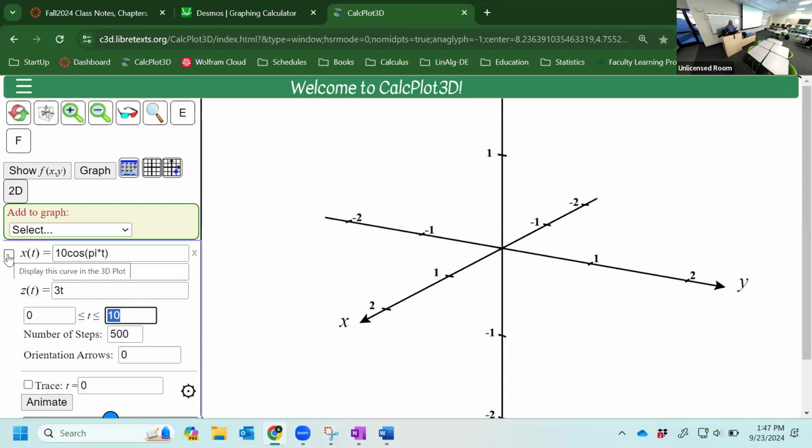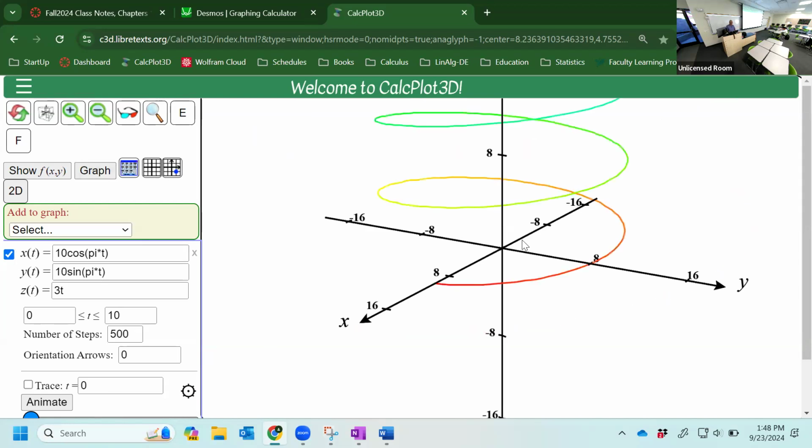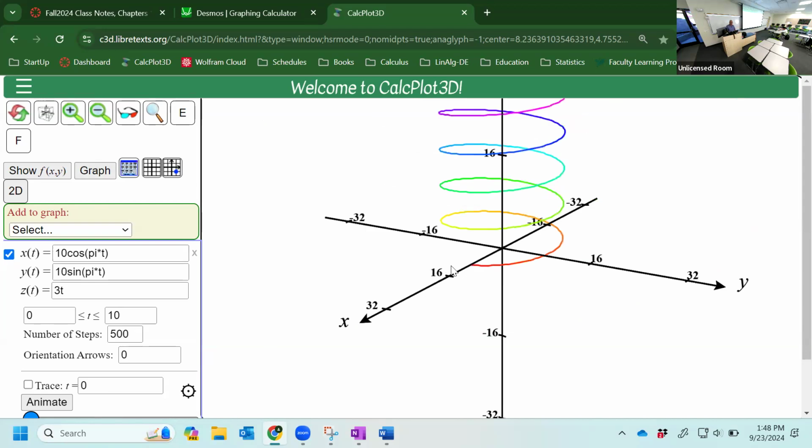3 pi is about 9 point something, right? I think I need to zoom out. There it goes. So that's the roller coaster that's happening. Zoom out more. Well, maybe 10 was too much. It just went 3. So let's go 4. So something like that.